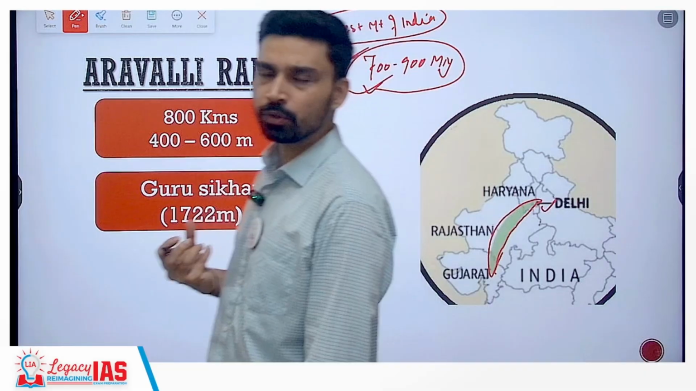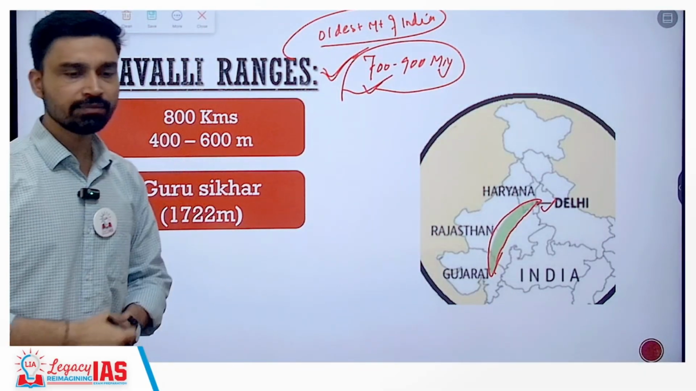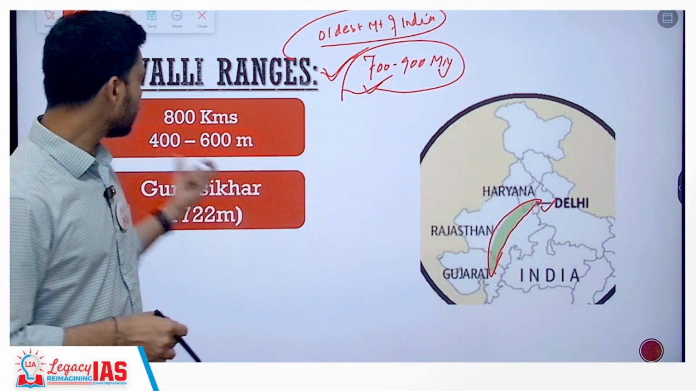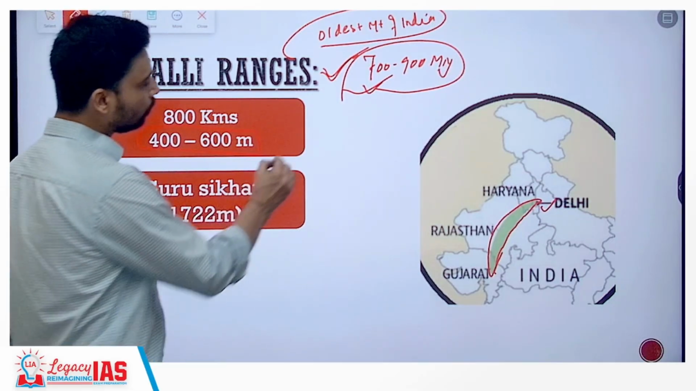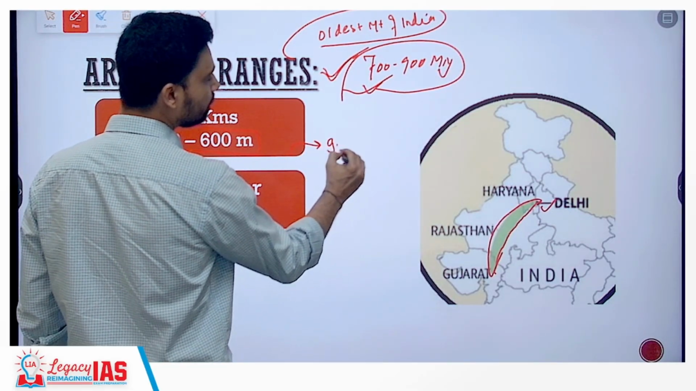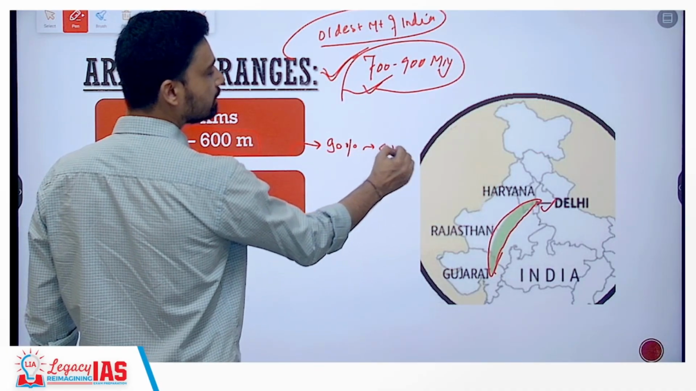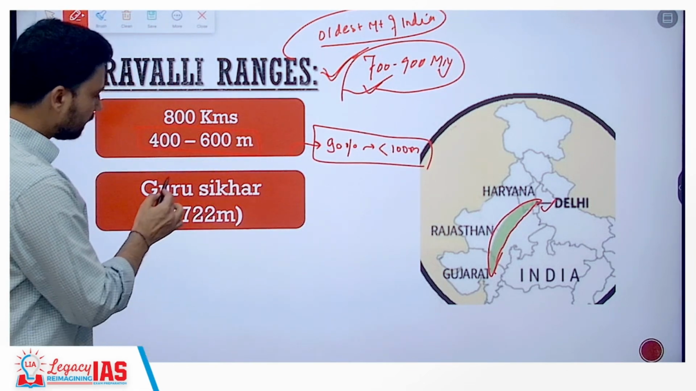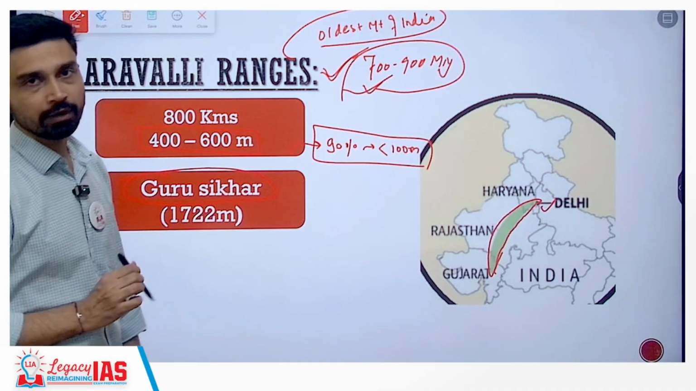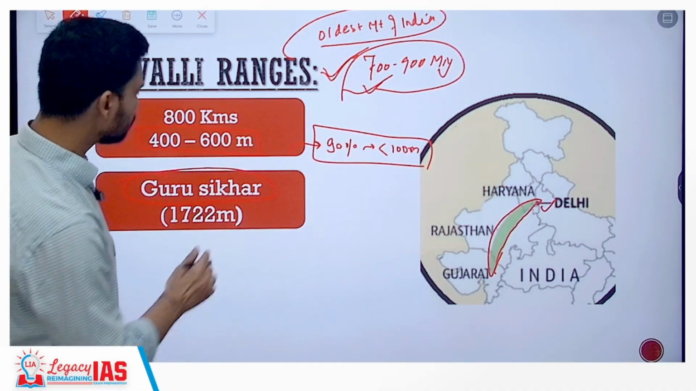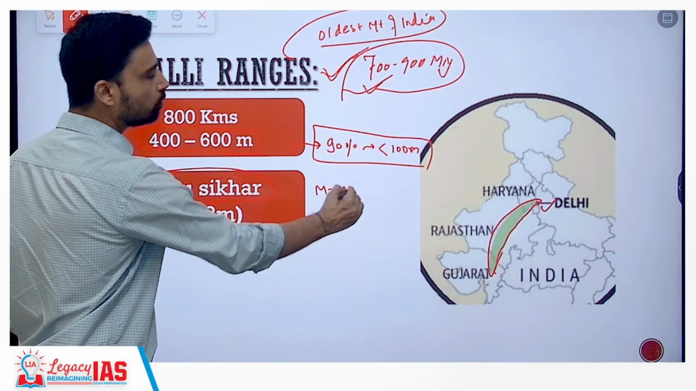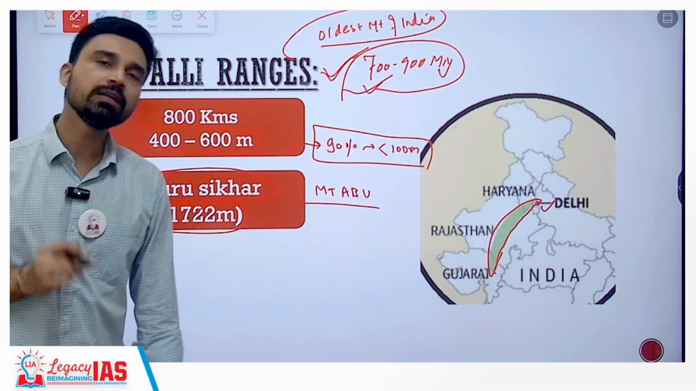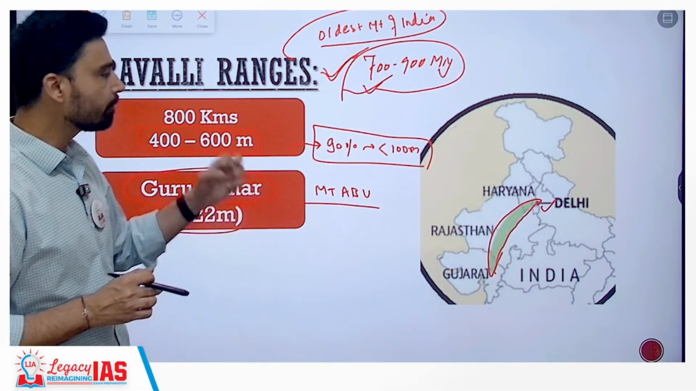Overall, it is not a very long mountain. It is roughly 800 kilometers in length, and average elevation is also not very high. Average elevation in most parts is 400 to 600 meters, and if you look in more detail, actually 90% of Aravallis today are less than 100 meters in elevation, and the remaining 10% has higher elevation, and it is those regions where you will find the tallest peak of Aravallis called Guru Shikhar. Guru Shikhar is located in Mount Abu. Mount Abu is a hill station in the state of Rajasthan, and there at an altitude of 1,722 meters, you will find the tallest peak of Aravallis, Guru Shikhar.